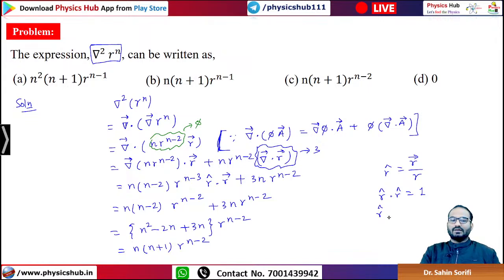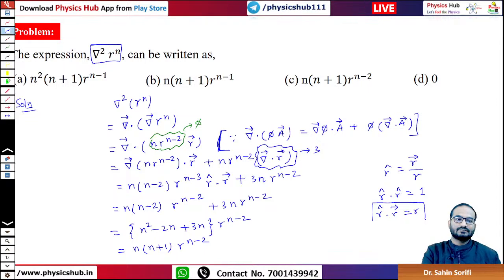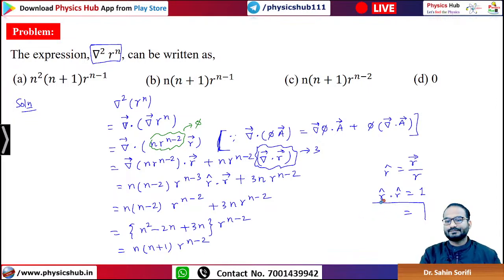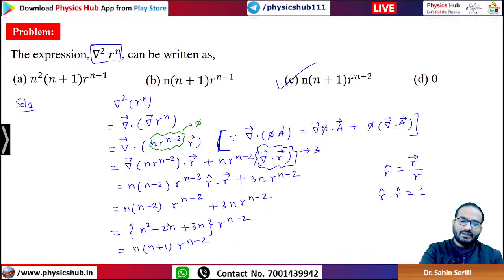Look, here r cap dot r becomes r. You can use these identities here and you will get r to the power minus 3 into r, so r to the power n minus 2. So which option is it matching with? It is matching with option C, n into (n plus 1) r to the power n minus 2. So if you remember only this one result, you can easily evaluate this one.